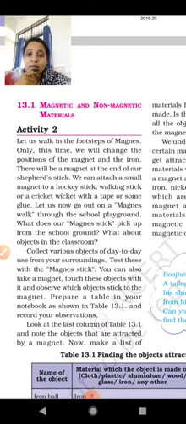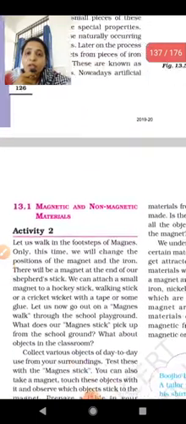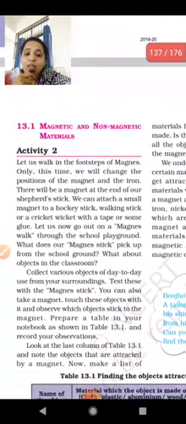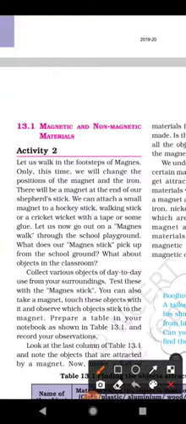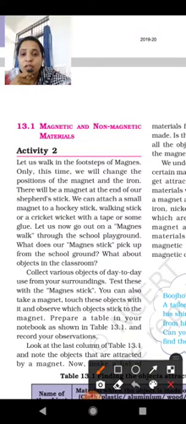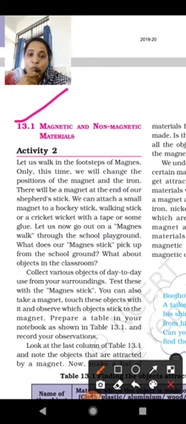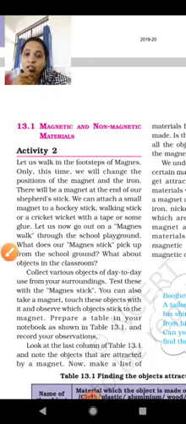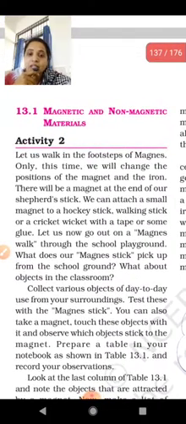Students, we were in chapter number 13, Fun with Magnets, on page number 127. In our previous video, we completed Activity 1. So today we will start from Activity 2. And what was that? Magnetic and non-magnetic materials. Magnetic means the things that get attached to the magnet, and non-magnetic means the things that do not get attached to the magnet. Let's start Activity 2.